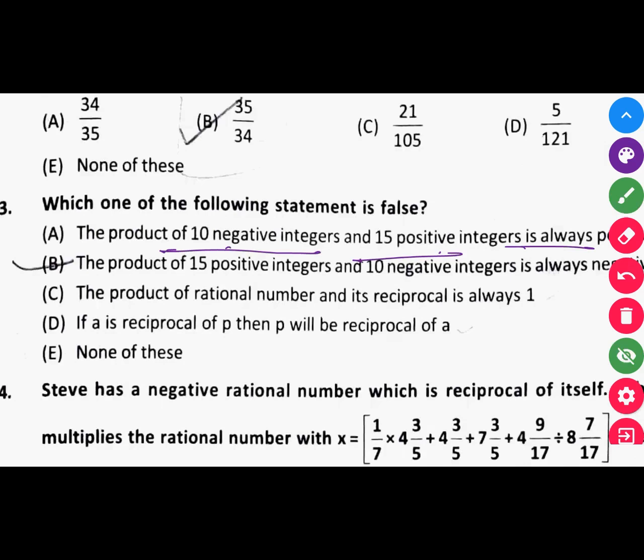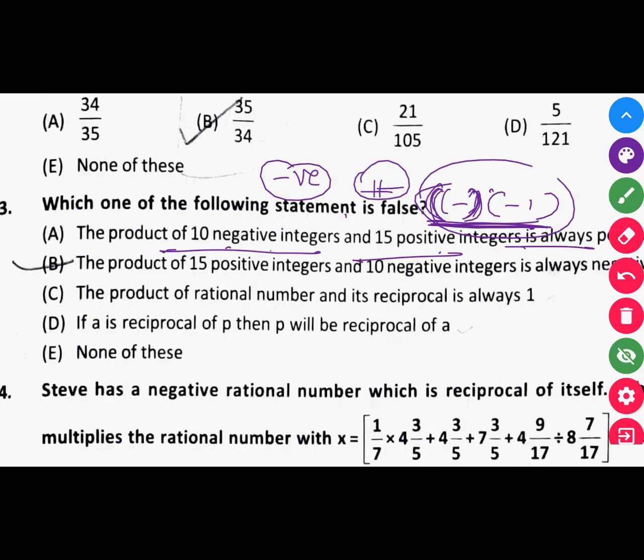Now see, if we multiply a negative number with a negative number, we get a positive number. And when we do negative number multiplication, if the count of negative numbers is even, then we'll always get a positive result. If negative and positive are there, then we get a negative result. So if 10 negative integers are there, our product is always positive. And if 15 positive integers are there, also the product is positive, because positive, positive, positive. So this is the correct statement.